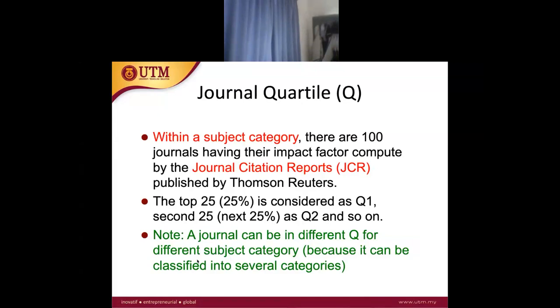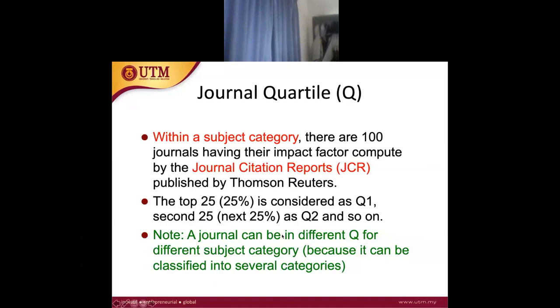Even though Journal of Water, for example, is Q1, it depends on the subject category. Probably for engineering it is Q1, but for chemical Q2, for example. For environmental, probably Q3. So that's what I mean by a journal can be in different quartiles for different subject categories. So we are actually looking for the subject category, because it can be classified into several categories.